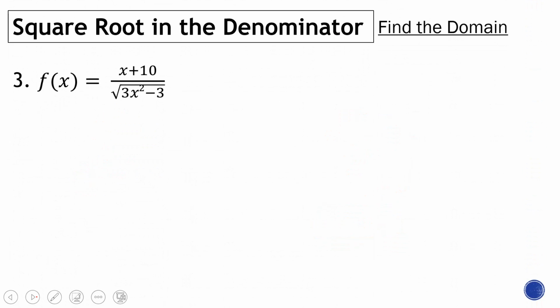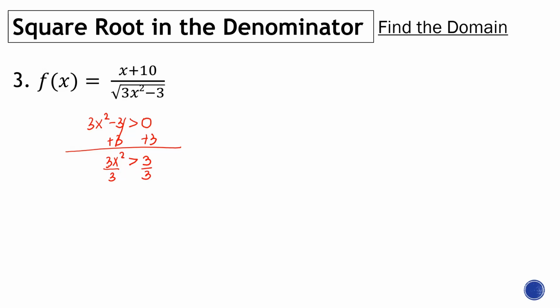Let's go to the third example. We have here 3x squared minus 3 is greater than 0. So we add 3 on both sides. This will be 3x squared is greater than 3. And then divide by 3 on both sides. This will be x squared is greater than 1. So find the square root of 1. That will be negative 1 and positive 1. So we have two answers here, positive 1 and negative 1, and it's greater than.